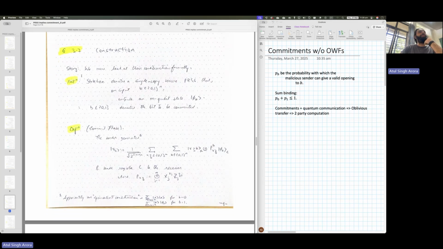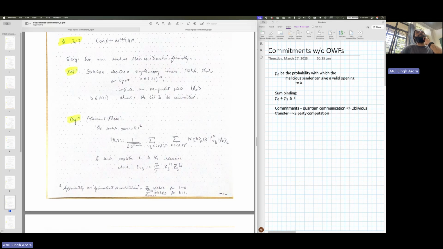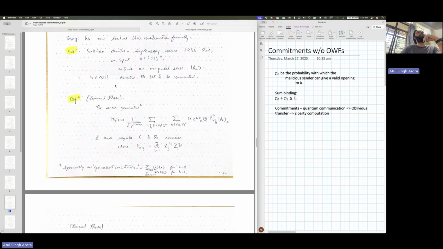So the construction says the following. We use the notation state gen to denote the procedure that, on input k, outputs the state phi sub k. And we use b to denote the bit that has to be committed. So these are the two notations we use. And state gen corresponds to a single copy secure PRSG.